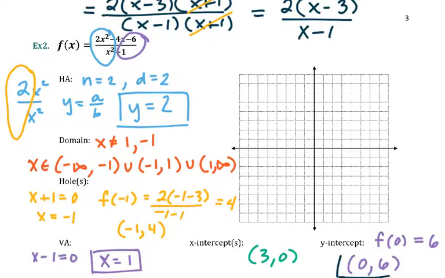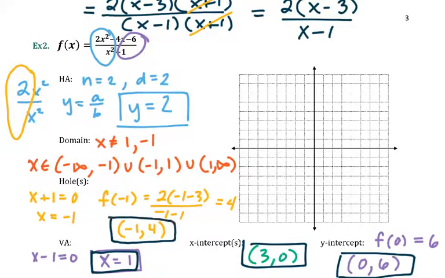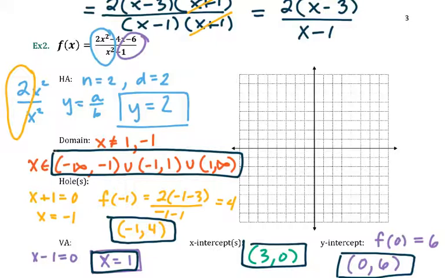So I've got 0, 6 for my y-intercept, 3, 0 for my x-intercept, a vertical line, x equals -1 for my vertical asymptote, a hole at -1, 4. My domain in interval notation basically states that x can't be positive or -1. And then we have a horizontal asymptote here. The horizontal asymptote is y equals 2, and that came from the comparison test.